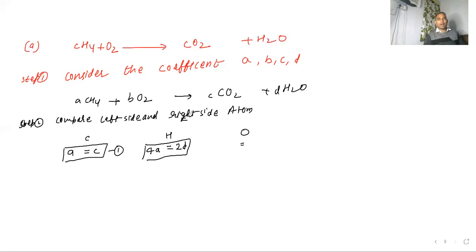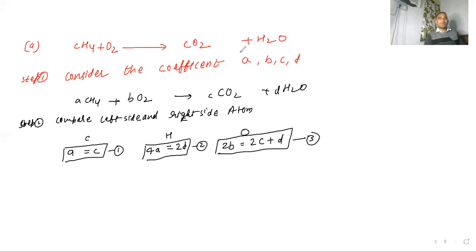Now for the oxygen, you see how many are there? 2B. Yes or no? 2B. Yes. This side how much will come? 2C plus D. Yeah. So this comes the equation number 3. So equation 1 is here, 2 here, and this is going to be 3.